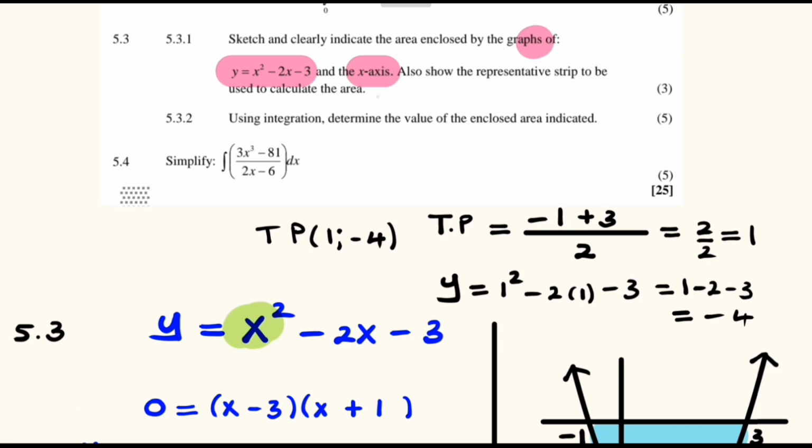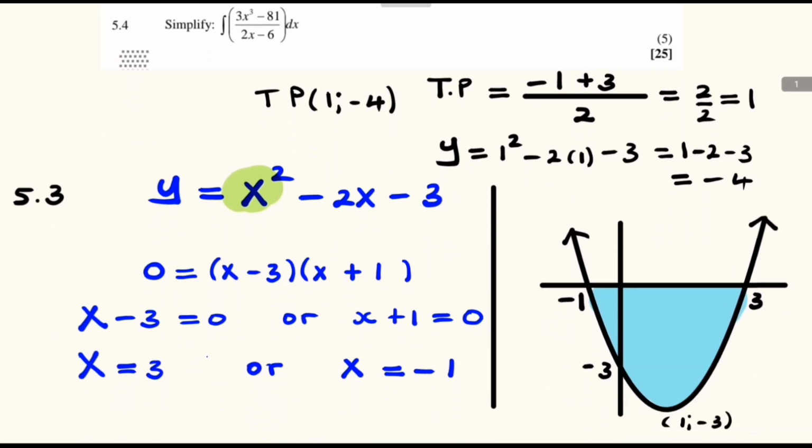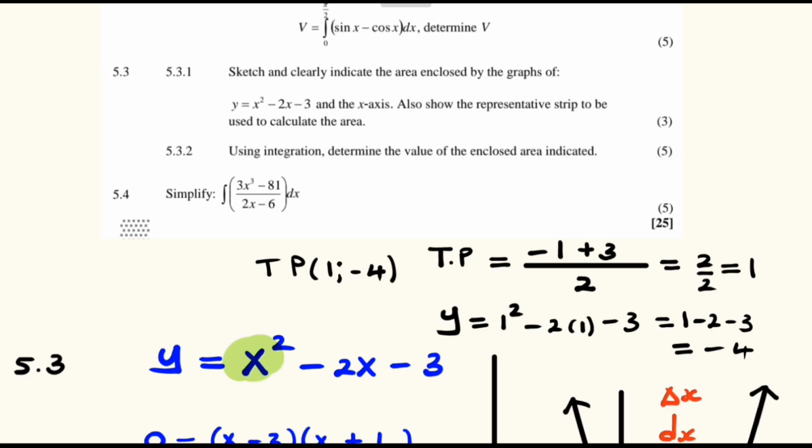Remember that the x-axis is a function y equals 0. It's also a graph. Now we draw the representative strip used to calculate the area. The representative strip always has to touch the two graphs. When it's horizontal like that, it's only touching one graph, but when it's vertical, it's touching two graphs, the parabola and the x-axis. So it has to be vertical. When it's horizontal, it's only touching the parabola, not the two graphs. We label it as dx, or you can label it delta x.